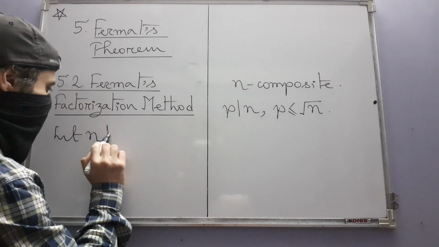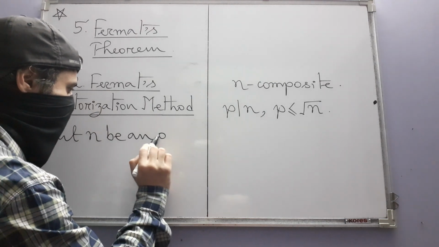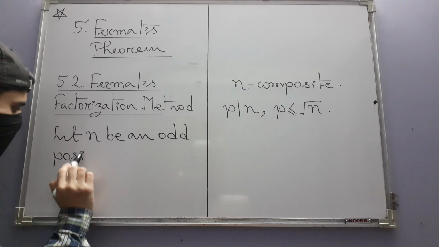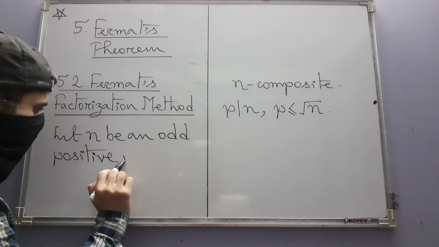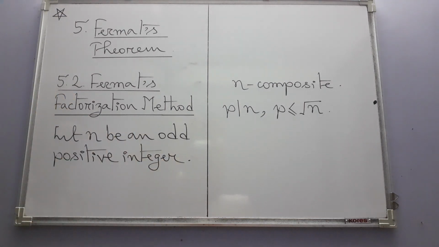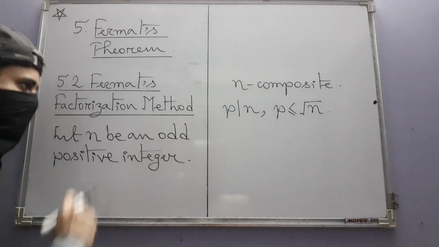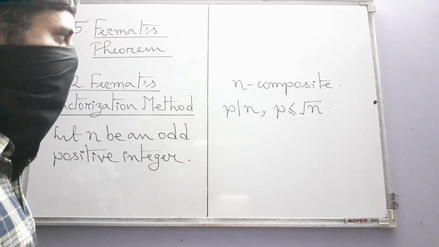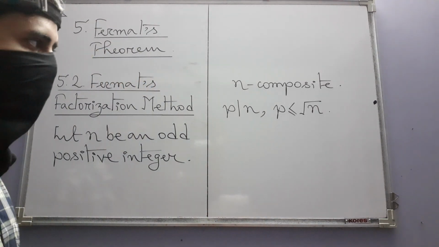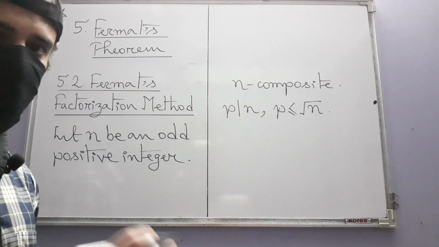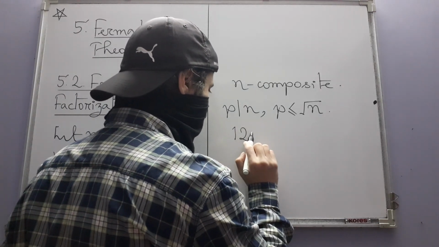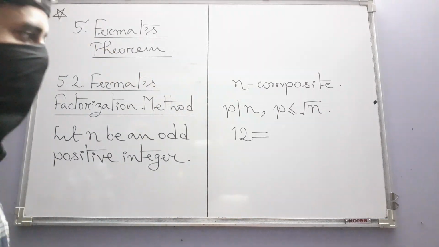Let n be an odd positive integer. Why this restriction, odd? That's because if you start with an even number other than 2, then you already know that it's composite, fine. But that doesn't by itself tell you the full story.